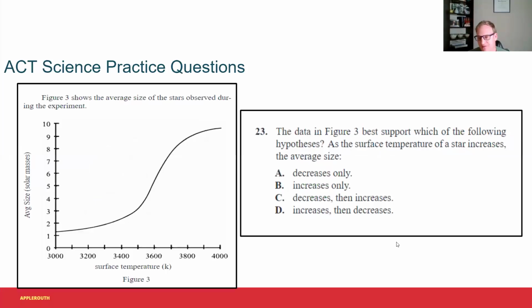And then another just kind of simple relationship question. Figure 3 supports which of the following hypotheses? As the surface temperature, x-axis, of a star increases, the average size, the y-axis, does what? Well, it's not a constant rate, but it never plateaus, it never goes down. Our answer is clearly B. Direct relationship between surface temperature and the size.